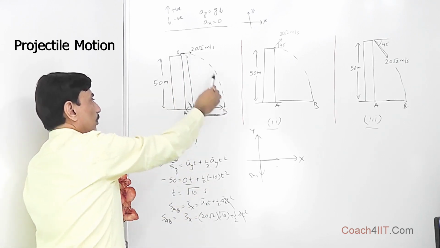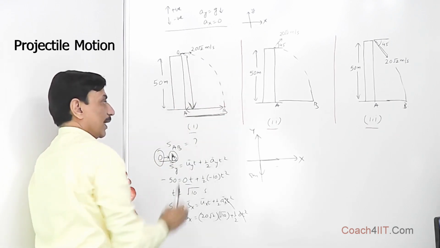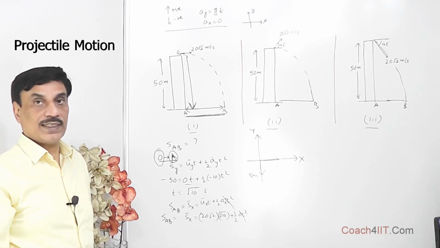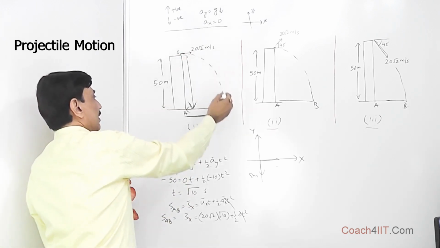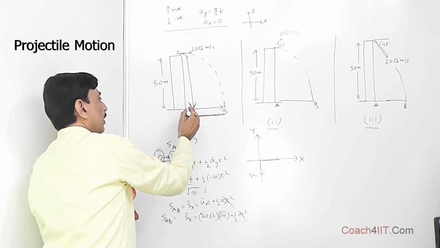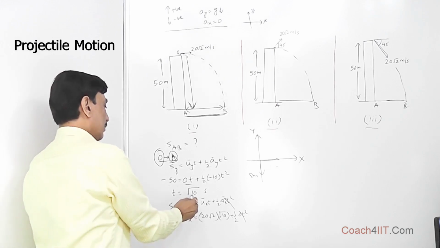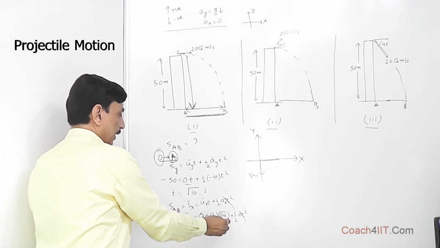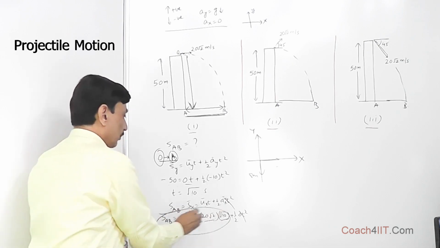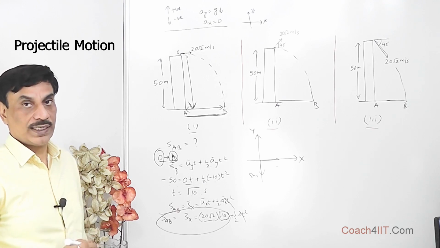When the body has gone from here to here, it has also gone from this coordinate to this coordinate along the x-axis. Time is a scalar quantity, it doesn't have a direction. If it has taken any time from here to here, it has taken the same time in moving from this coordinate to this coordinate of the x-axis. So time is root 10 second. So Sx is equal to ux into t, ux is 20 root 2 into root 10. So we get the value of this distance, that is how far it is going to strike the ground.